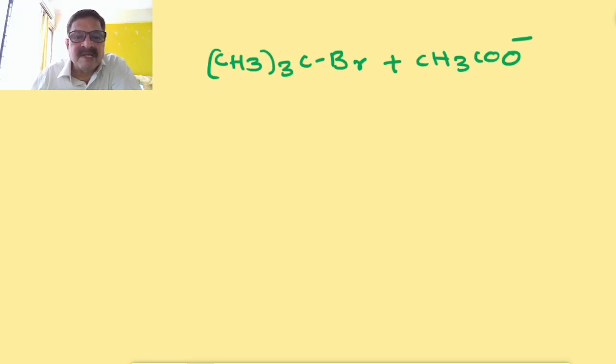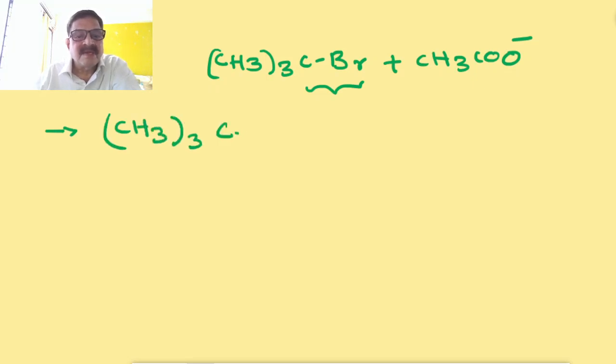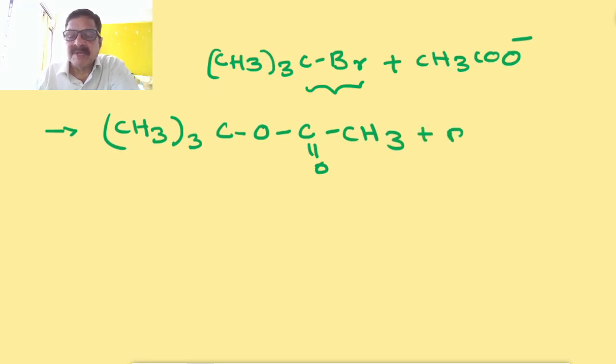Correct? The Br minus leaves, and the C-Br bond is broken. So we will be getting a compound of this nature here, (CH3)3C. Then we have a new bond, a C-O bond, formed here, then C-O-CH3 here, correct? So the C-Br bond is broken here, and Br minus leaves. That is the leaving group here. The C-O bond is a new bond formed with the nucleophile here, correct? So this is substitution of Br minus by the acetate anion here.